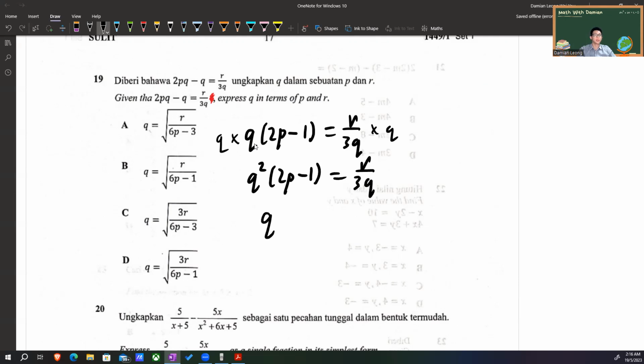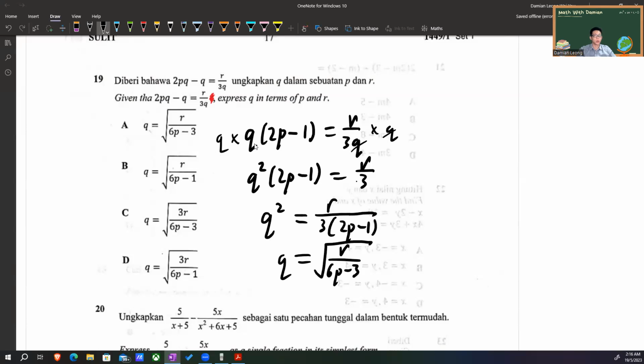Then bring over the 2p minus 1. So it goes on the bottom. Sorry, no more q here, because this will cut. Then 3 times 2p minus 1, which is 6p minus 3. Then bring over the square, opposite square root. Square root of r over 6p minus 3, which is A.